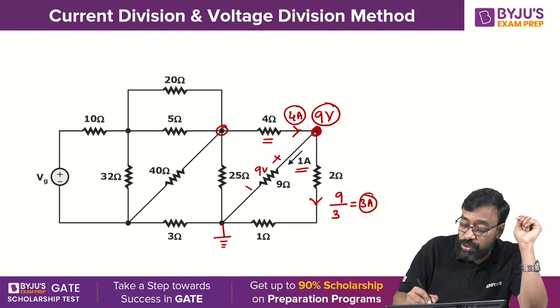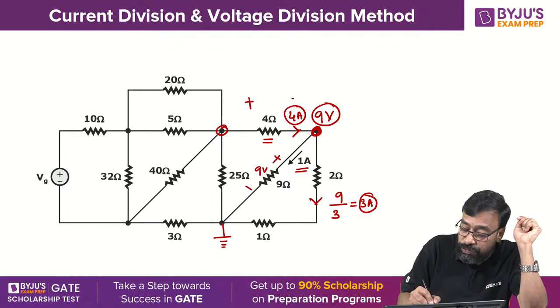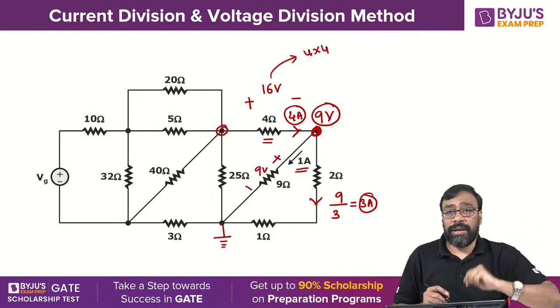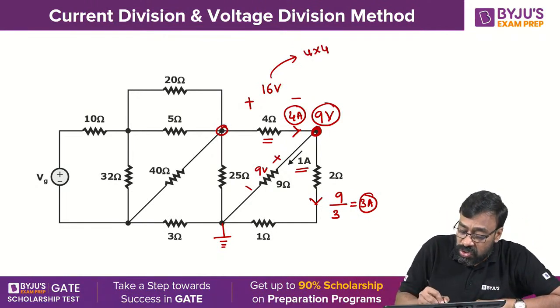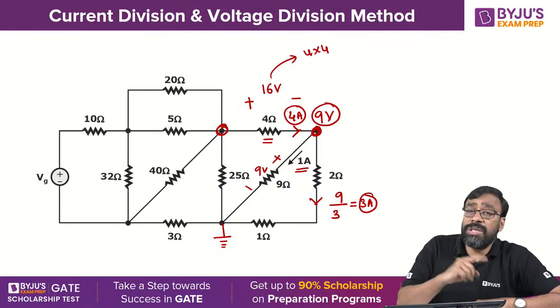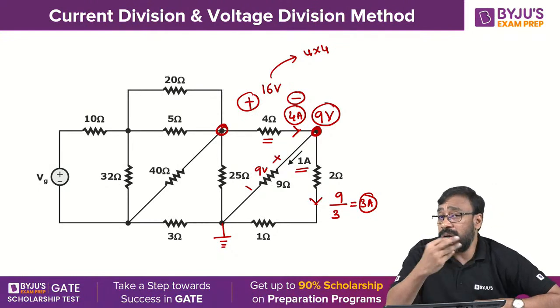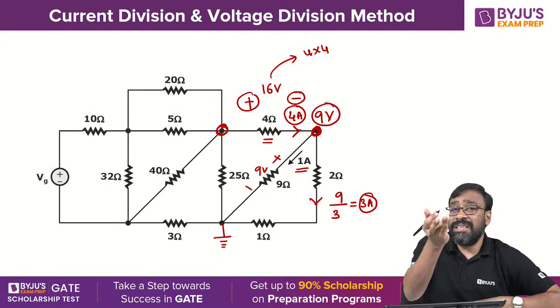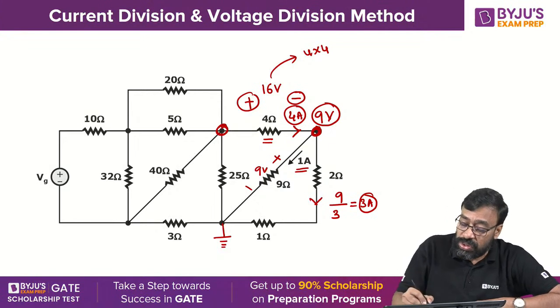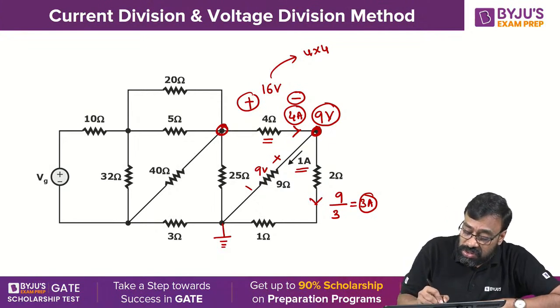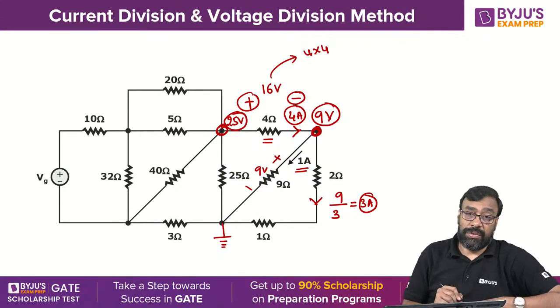Once you know the 4 amperes, you know that 4 into 4 will give you 16 volts. I'm just writing here 4 into 4. Jump from this node to this node now. You're jumping from lower potential to higher potential. You take the voltage or drop the voltage. Lower to higher means an increase in voltage, so you have to take the voltage. So 9 plus 16 is going to be 25 volts.